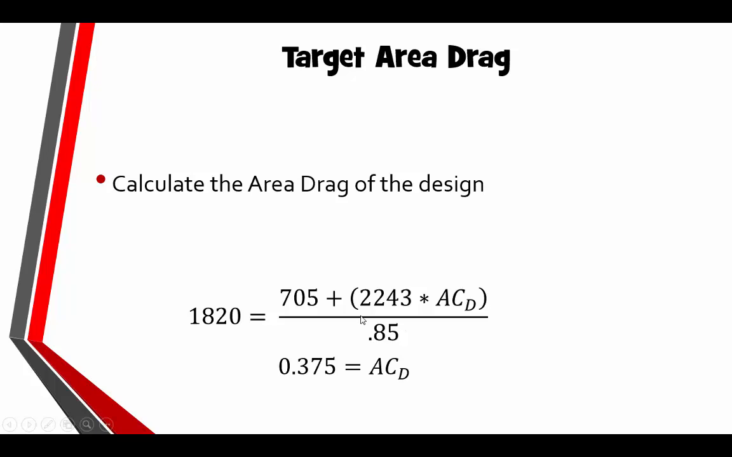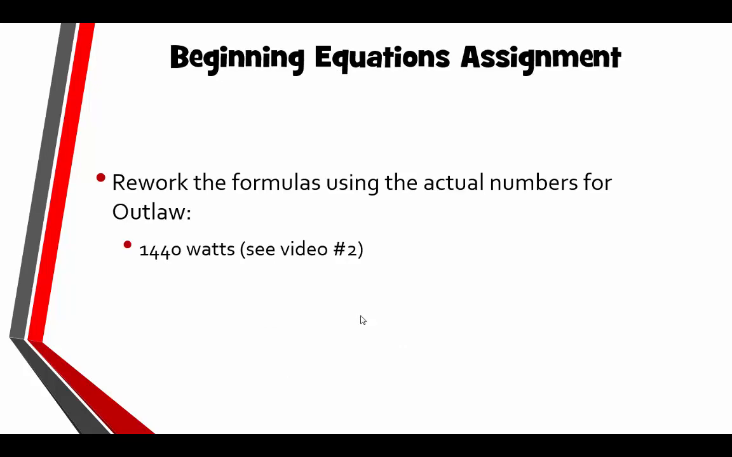Now, I did make an assumption that's not accurate to what our car is going to be. Our car is actually going to be powered by 1,440 watts on its solar array right now. So this is your homework assignment. You're going to upload it to the Dropbox. You're going to rework this formula and calculate it for the actual number of 1,440 watts of power.